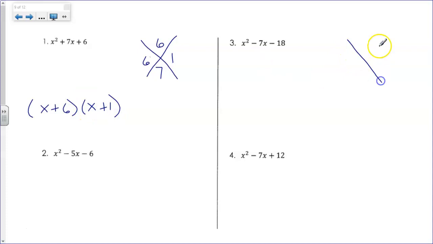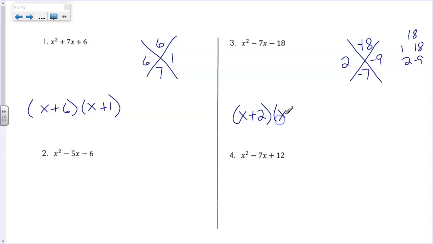Okay, here, when we do this, we get negative 18 and negative 7. List the factors of 18. That doesn't make 7. 2 and 9 will make 7 if the 9 is negative. So we have 2 and negative 9. 2 plus negative 9 is negative 7. So the final answer here would be x plus 2 and x minus 9. And remember, these can be written in either order.